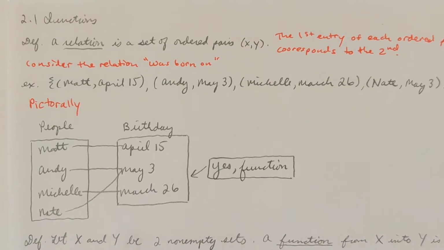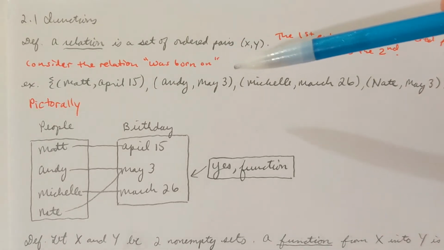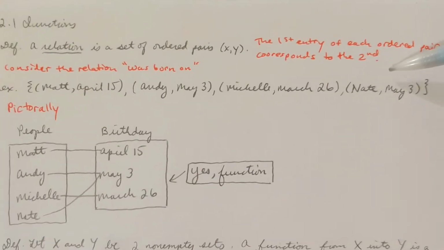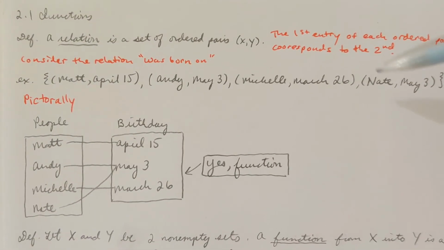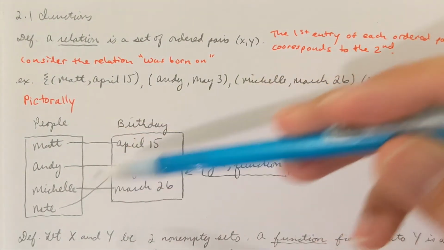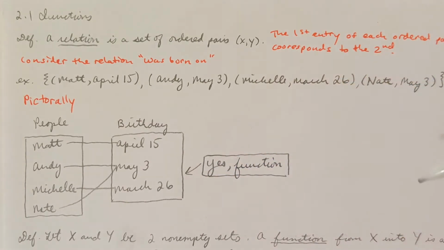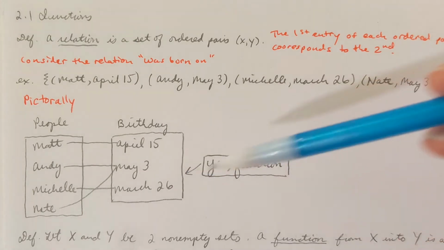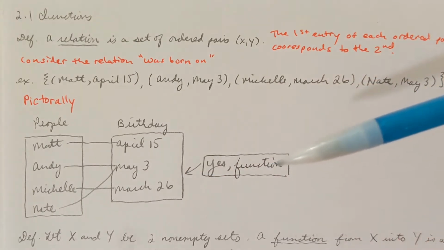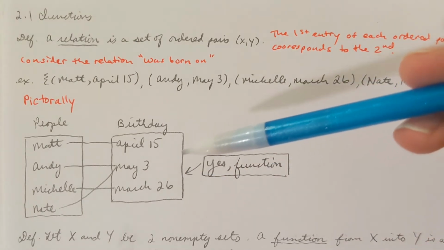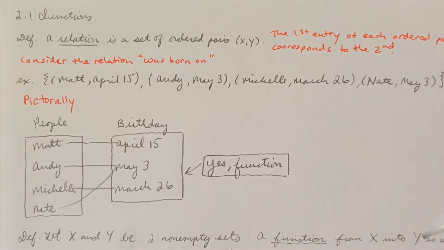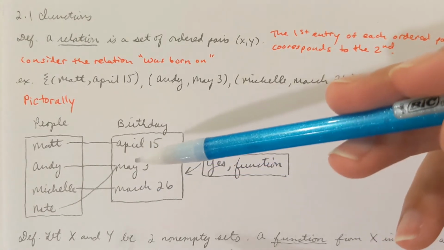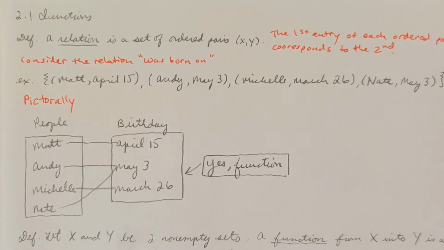So I've got a group of names along with the dates that they were born on. Okay. And pictorially, I've got a set of people and a set of dates, and I drew the arrows connecting each person to the date that they were born on. So is this a function? Well, Andy and Nate have the same birthday, May 3rd. Is that a problem?